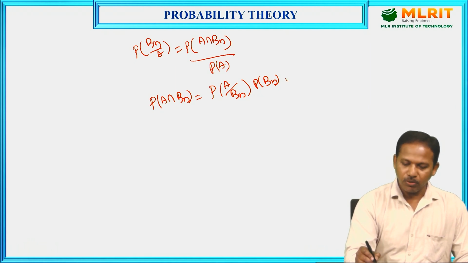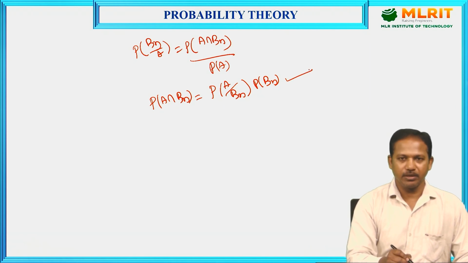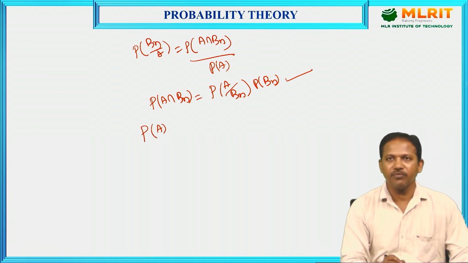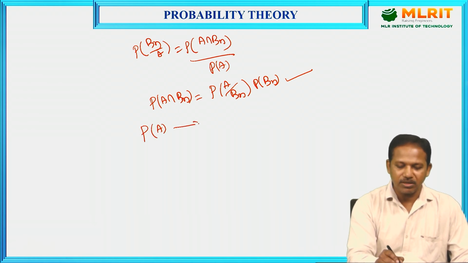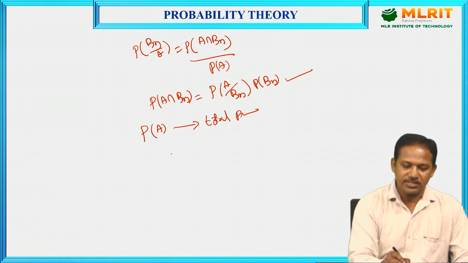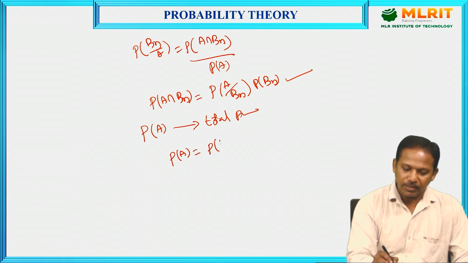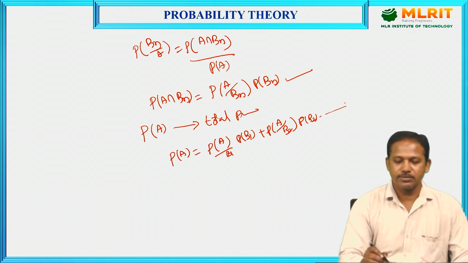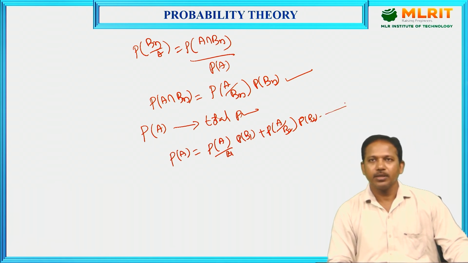So this is the product of conditional probability with individual probability. Now I know the numerator. Next I need to define the denominator. What is meant by probability of A? This probability of A is called the total probability. We can write P of A equal to P of A by B1 into P of B1 plus P of A by B2 into P of B2, and so on. So this is the proof for the Bayes theorem.